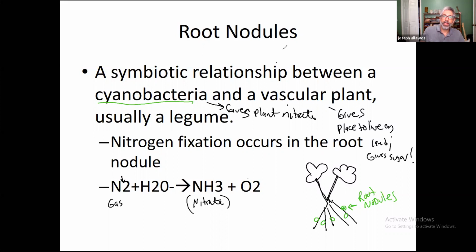Okay, so that's one of many symbiotic relationships we'll talk about involving bacteria. We actually mentioned another one with the heterotrophic bacteria that was a mutualism, and the other one was the intestinal flora, right? The bacteria that live in your gut.